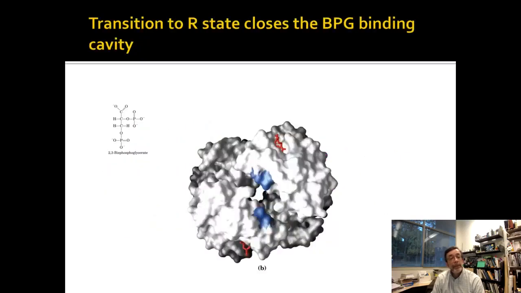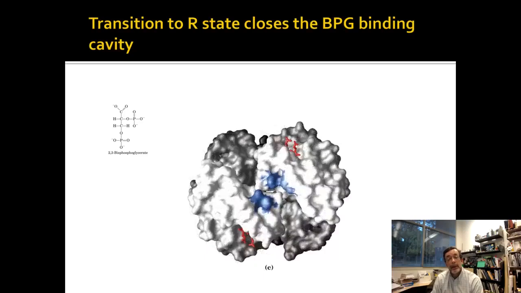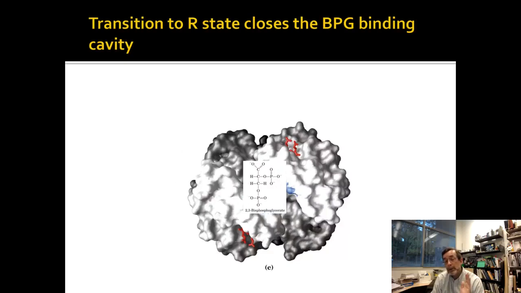And so just remember, if you force the hemoglobin into the R state, that means your BPG binding cavity will be closed and your BPG binding affinity will go down. You'll have less BPG bound. These are opposite effects on each other. So always focus on what you are changing, and then what that tells you the cause is, and then follow the chain of reasoning down to where the effect is.